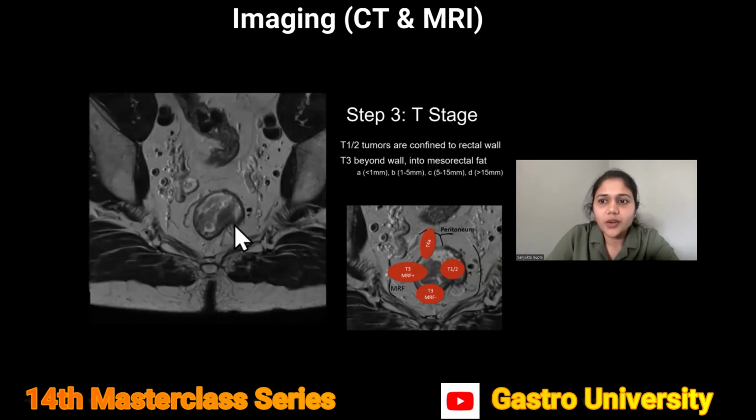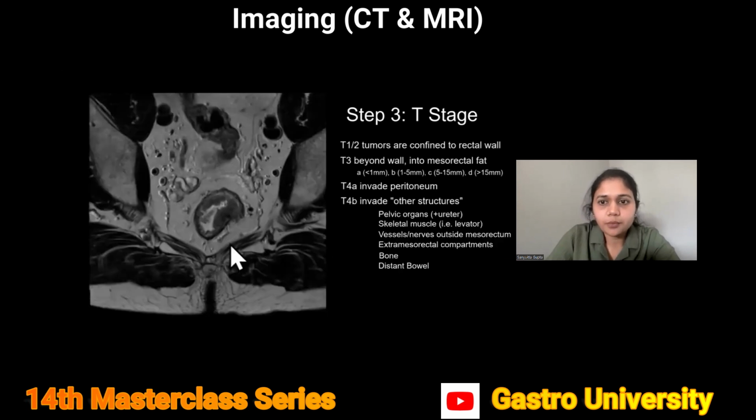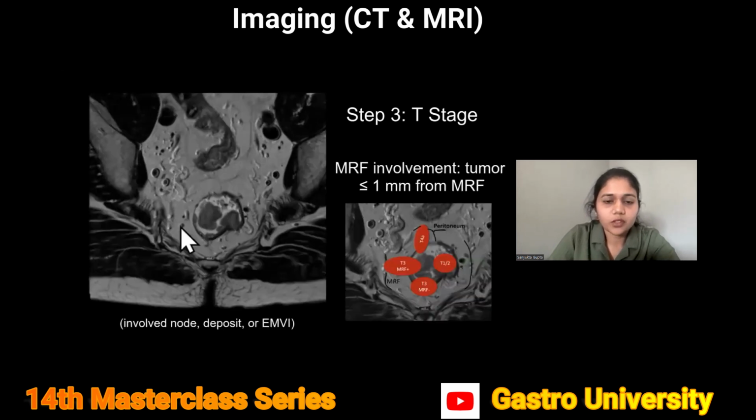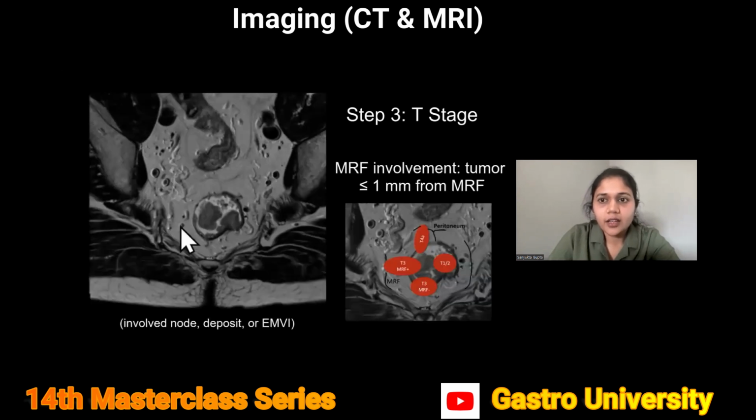So T1, T2 are confined to the rectal wall. T3 is beyond the wall. A, B, C, D: less than 1, 1 to 5, 5 to 15, and greater than 15. T4A invades the peritoneum. T4B is invading other structures, which may involve pelvic organs like ureter, skeletal muscles like levator, vessels, nerves outside the mesorectum, extra mesorectal compartments, bone, distal bowel. So all this can be easily identified on MRI scans.